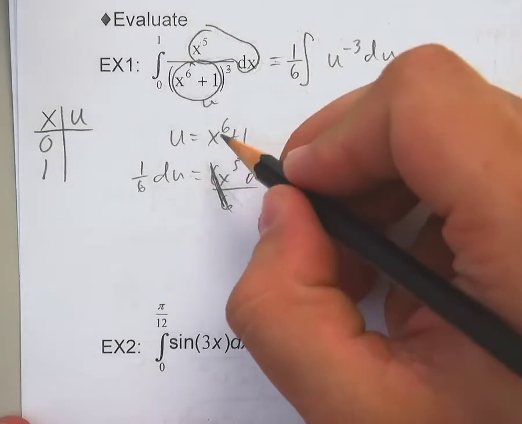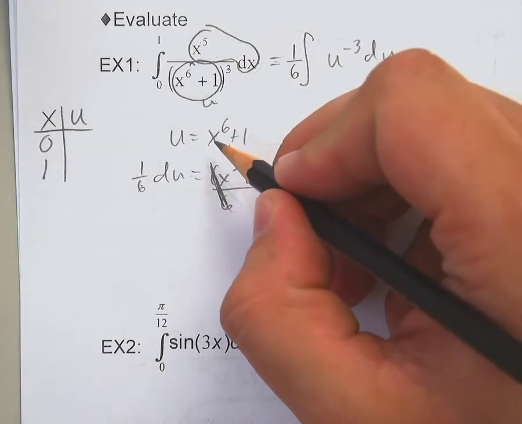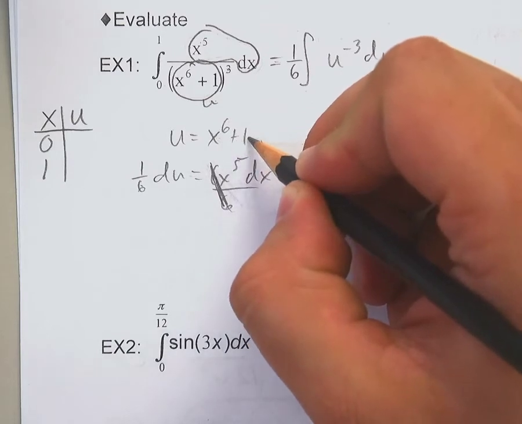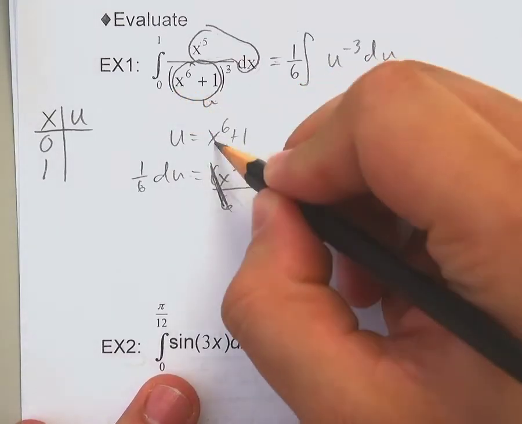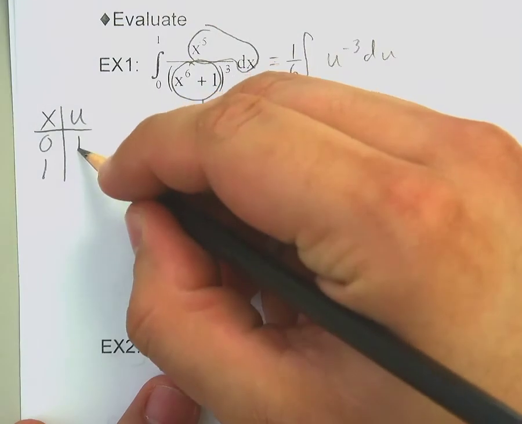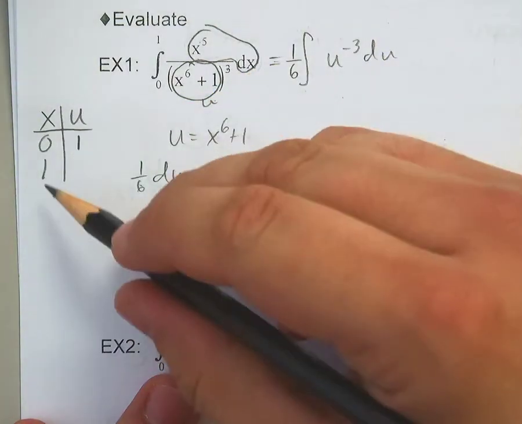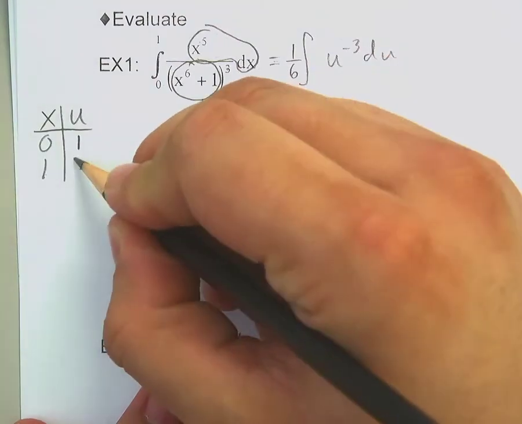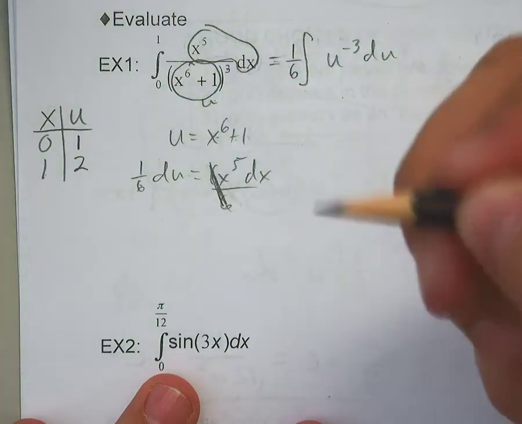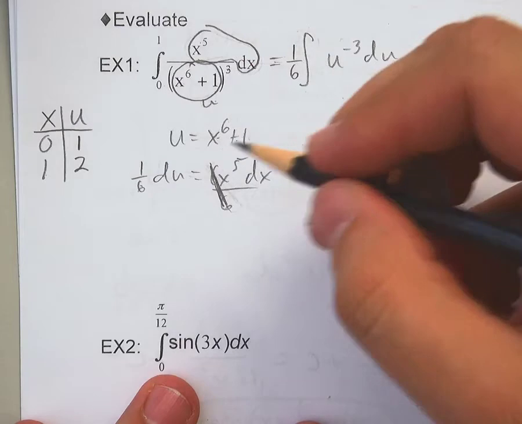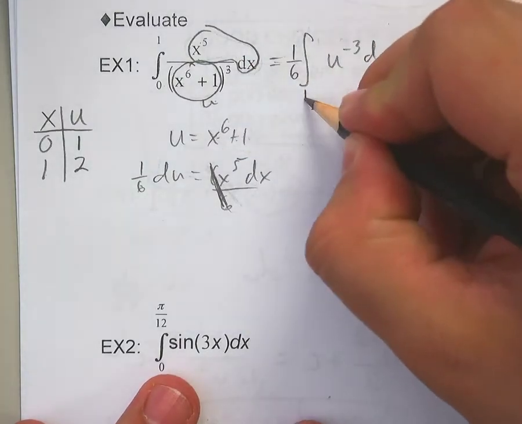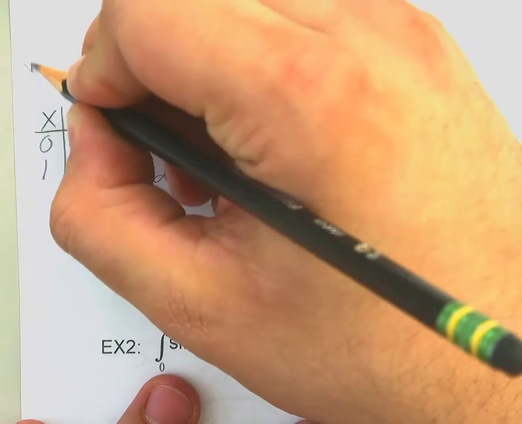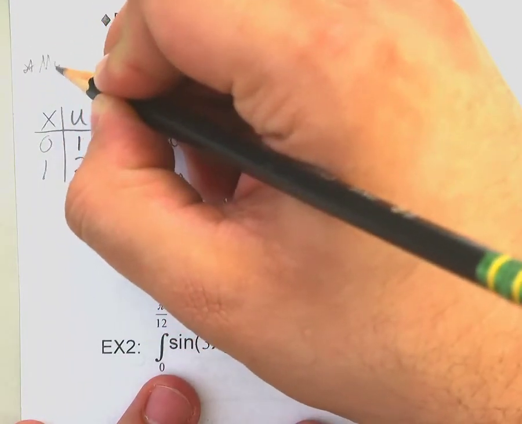So I'm going to go to what u is, and I'm going to plug it in here. If I plug in 0 to the 6th power plus 1, right? So my 0 to the 6th plus 1, I get 1. 1 to the 6th power plus 1 is 2. So my new limits of integration, instead of 0 and 1 for x, are going to be 1 and 2 for u. So I want you to write a little asterisk here.